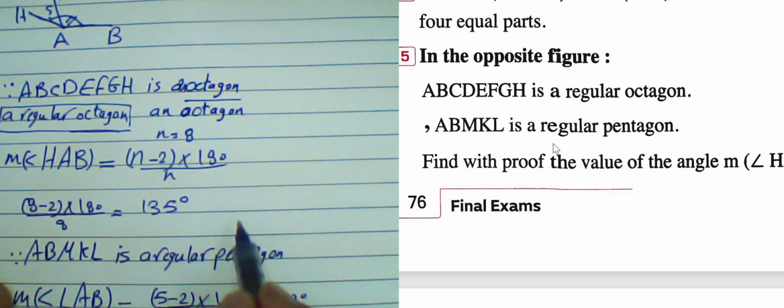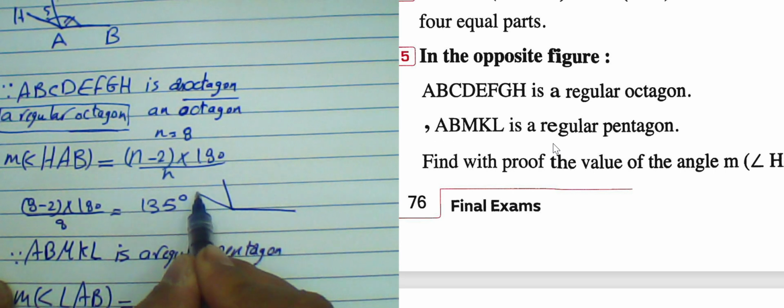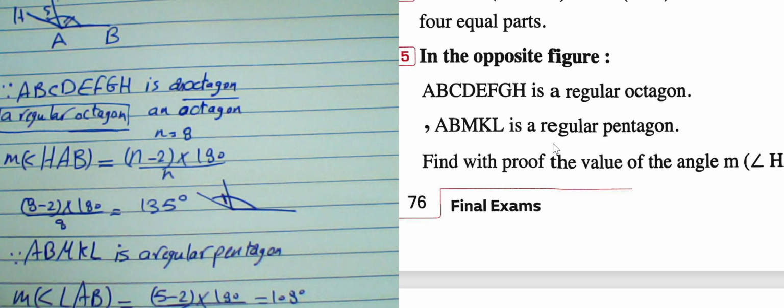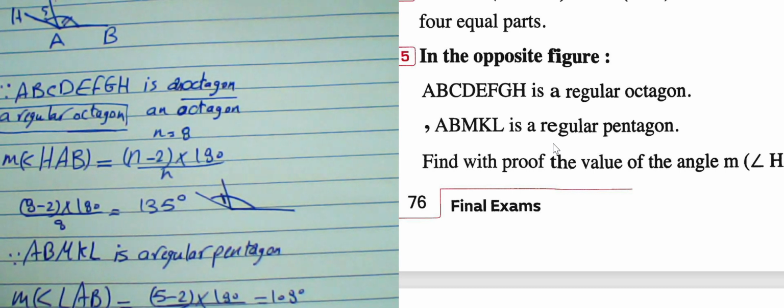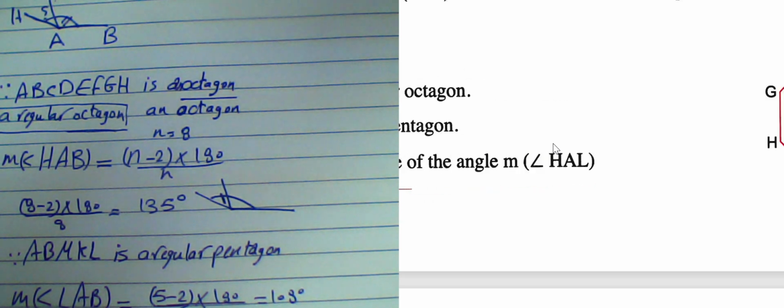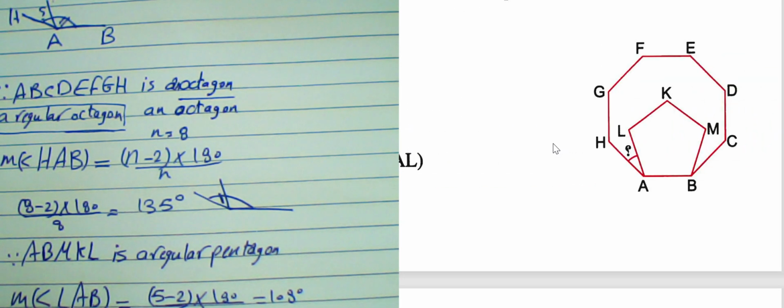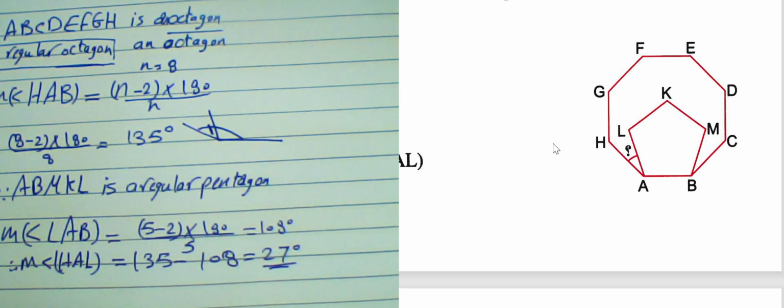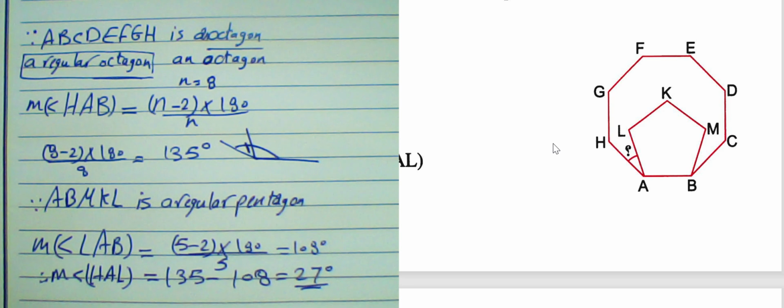Okay. Then we have two angles. We can find this angle by the difference between them. Then the measure of angle HEL equals the difference between 135 and 108. The result will be 27 degrees. Understood this example?